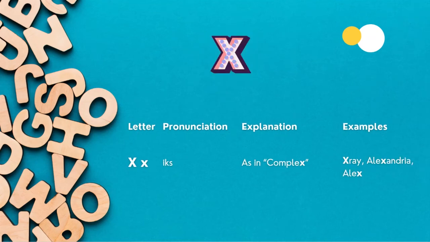And then we go to the X. And the X is a little bit different in Dutch. We say X. For example, as in explanation, as in complex, right? It's a X sound. Other examples are X-ray, Alexandria, Alex, X. Repeat after me. X. Yes, good.